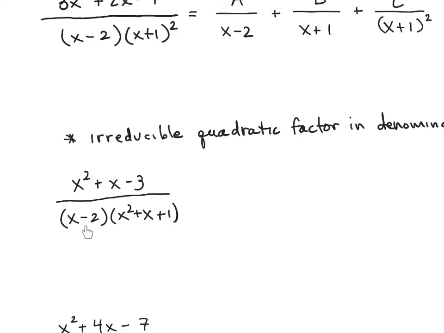And then we have a distinct linear factor here, and it's actually common to have irreducible quadratic factors in combination with some of the others that we've talked about thus far. So x minus 2 is a factor, and x squared plus x plus 1 is an irreducible quadratic factor. So there are two factors, which means we're going to have two partial fractions. And each one is going to have one of the factors of the denominator. So x minus 2, and then x squared plus x plus 1.